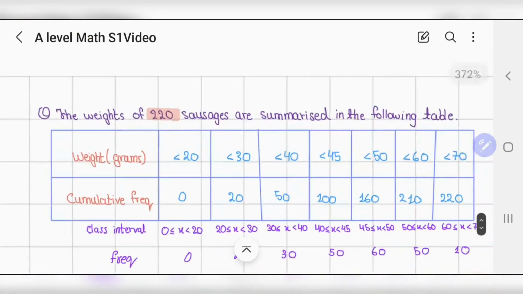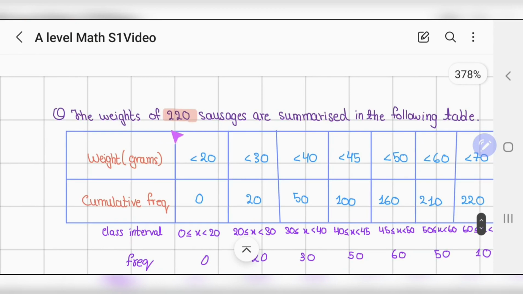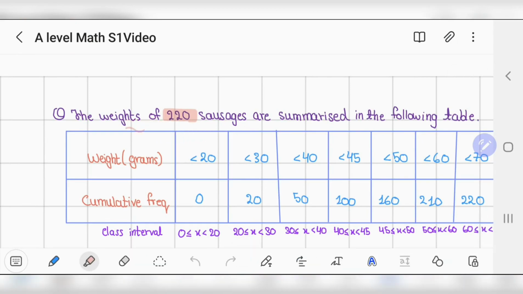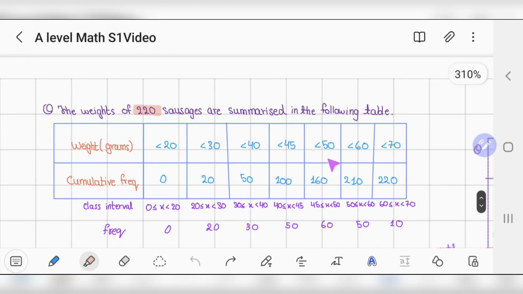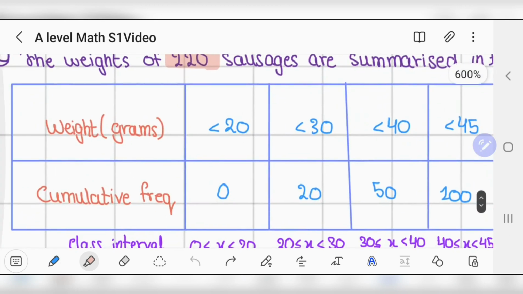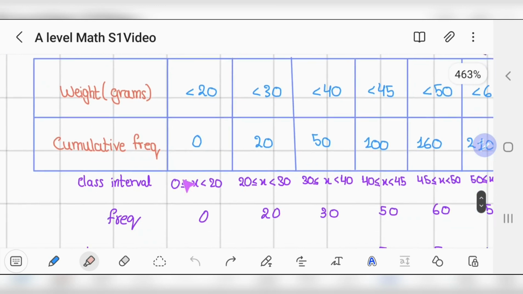Okay, now we're going to start with this question. The question is, the weights of 220 sausages are summarized in the following table. So these are the class intervals. This is the cumulative frequency. Cumulative frequency is something that, for example, that we have.